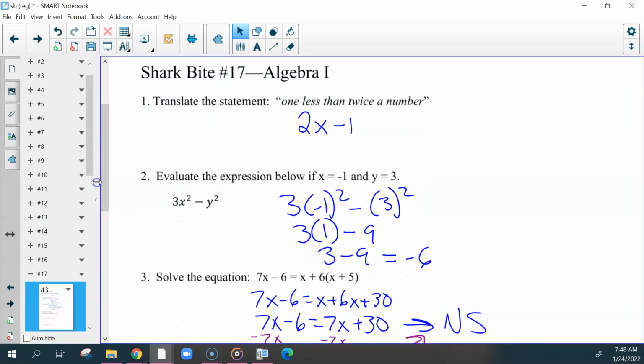For 17, number 1, you needed to translate the expression. 1 less than twice a number would be 2 times some variable. It doesn't have to be x, so you could have put x minus 1.